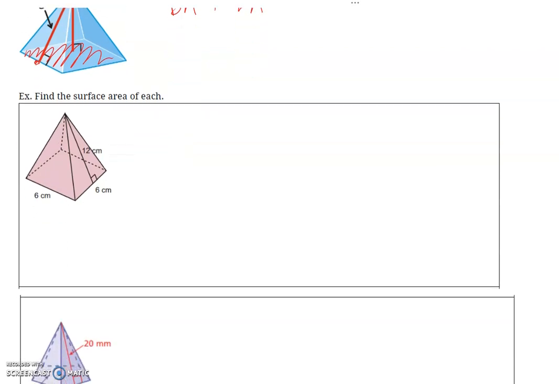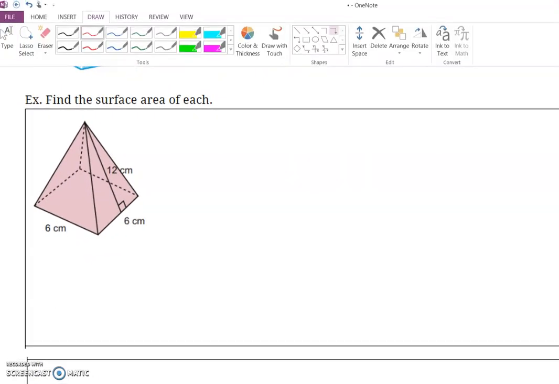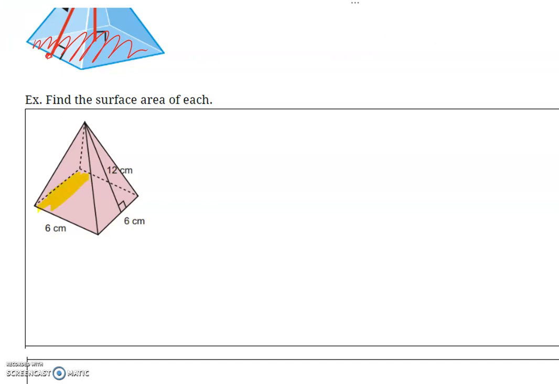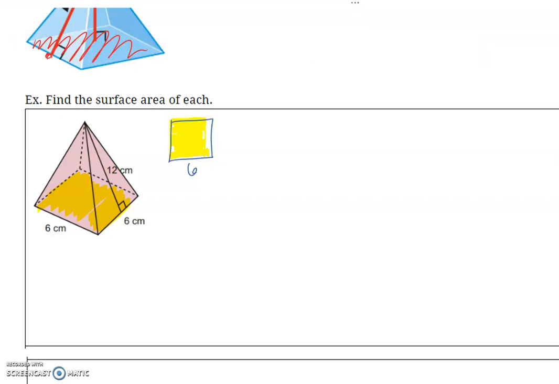So if I'm looking at this first example and I want to find the surface area, I'm going to do the same thing we did for prisms, which is to cut it up into its pieces and add up all of the faces. If I take out that yellow rectangle, which in this case is a square because the dimensions are 6 by 6, I'm going to do 6 times 6, base times height for a rectangle. And that gives me 36 centimeters squared. Now looking at that pyramid, there's only one face that's that shape, so I'm not going to multiply by anything. I'm just going to leave it as 36.